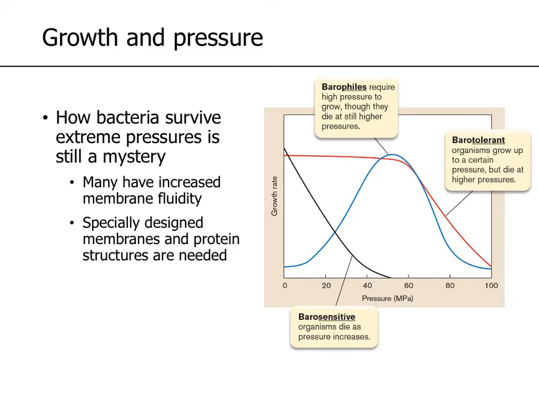Just for reference, E. coli ribosomes dissociate above 60 megapascals. So if your ribosome's dissociated, you can't be translating any more proteins, and so for the microbes that are surviving out here, there has to be some kind of strategy for them to survive. We just haven't figured that out yet.